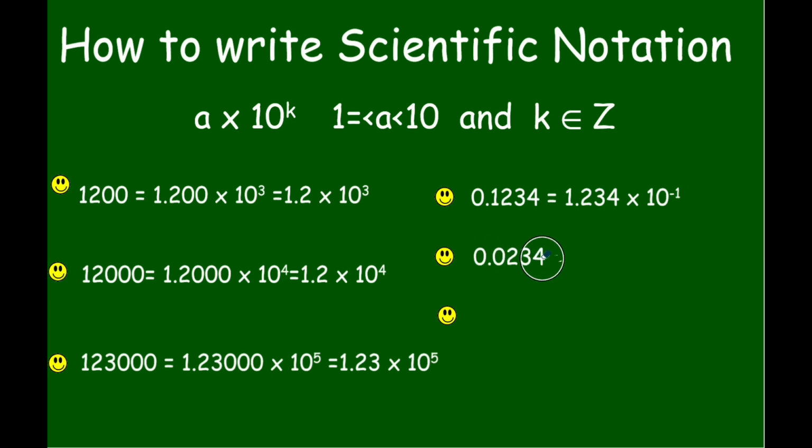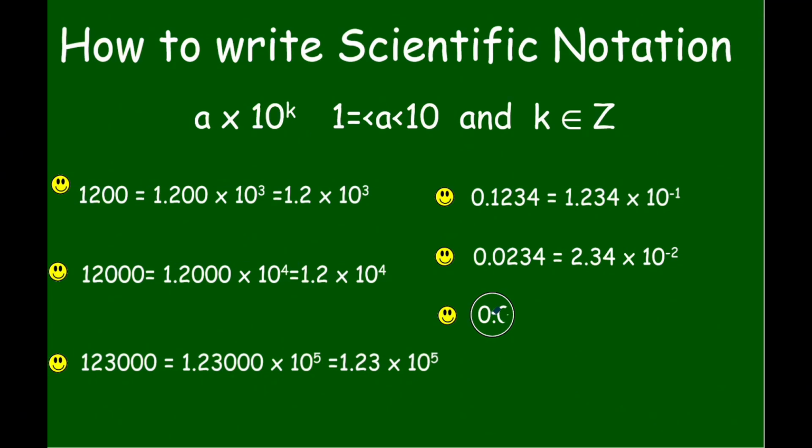Pause the video and try converting this number into scientific notation. 0.0234 can be written as 2.34 times 10 to the power of -2. Remember, the decimal point moves 2 places to the right to get 2.34, so the exponent is -2.